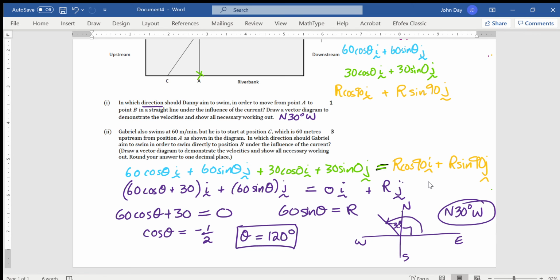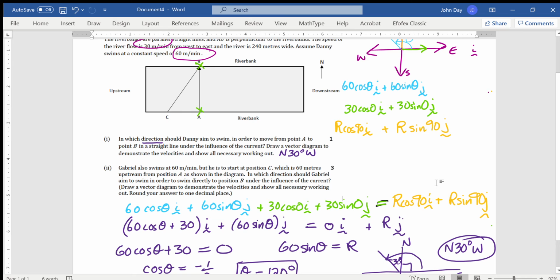All right, now we can apply that same logic to working out part 2. Now part 2 looks a lot harder. There may be a bit more working out to do because it might not be as simple as equating just the horizontal parts or just the vertical parts to the final resultant vector. But it could be a very similar question as well. So instead of starting at A and swimming across to B, we're starting at C and swimming across to B.